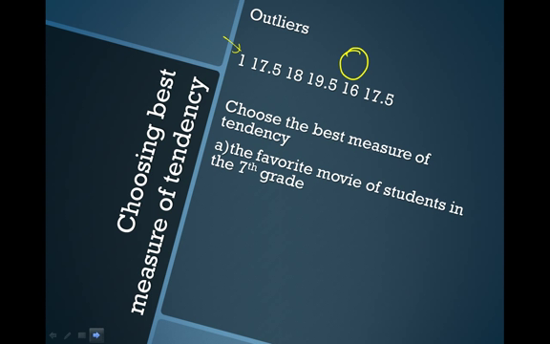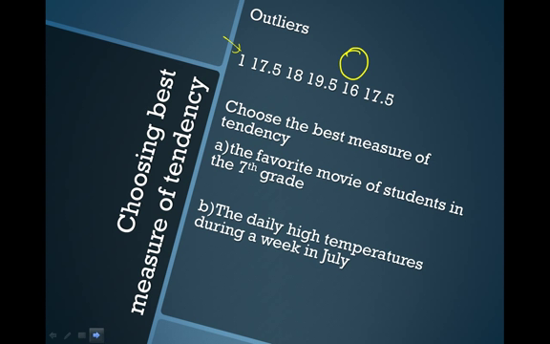In cases like these, and when you do problems like these, write down why you think that measure of tendency is the best, and that way you can have credit for those types of answers. How about the daily high temperatures during a week in July? Well, one good thing here would be a mean. In a week inside the summer, we don't expect any temperatures to be 20 degrees higher one day than any other day of the week. And so a mean is a good measure of tendency when we don't have outliers. But when we do have outliers, mean is not a good measure of tendency.